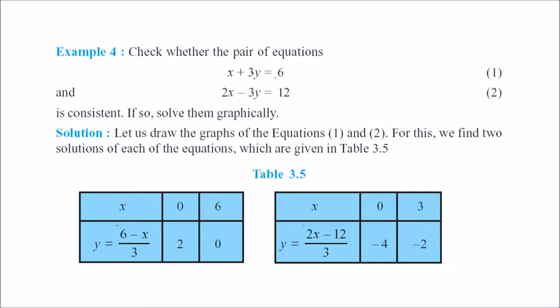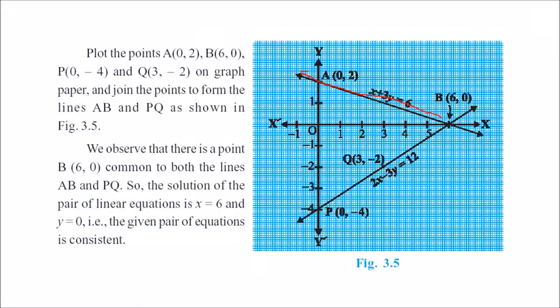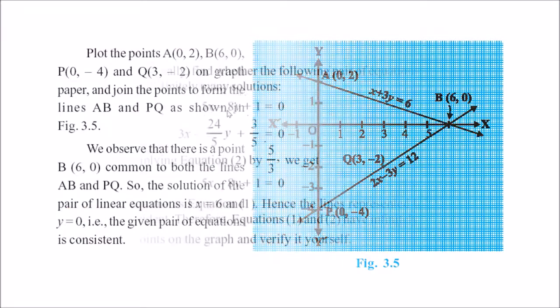Let us take an example. x plus 2y is equal to 6, 2x minus 3y equal to 12. For making any line, we just want two points. So we provide some values of x so that we can get the value of y, similarly here. So we have got the points, let us make them. And we see that they intersect at (6, 0), and (6, 0) is our solution. So this pair of equations is consistent.